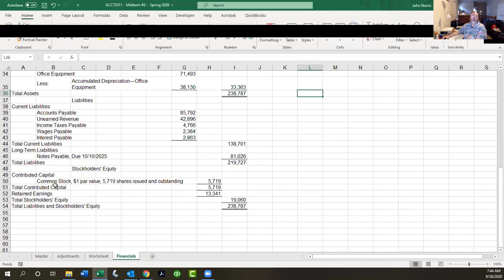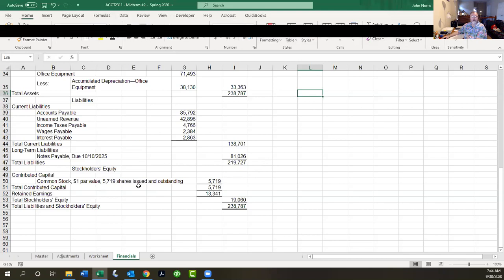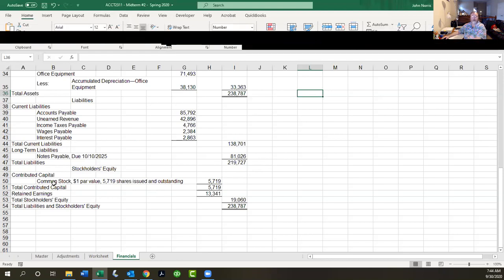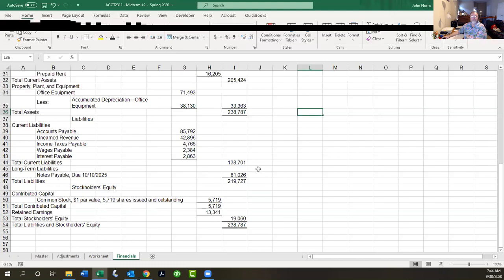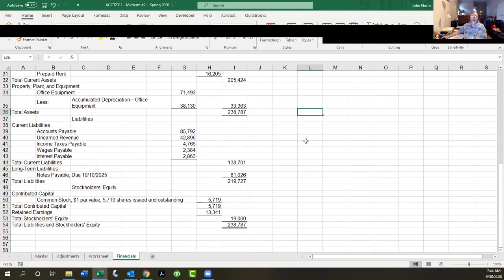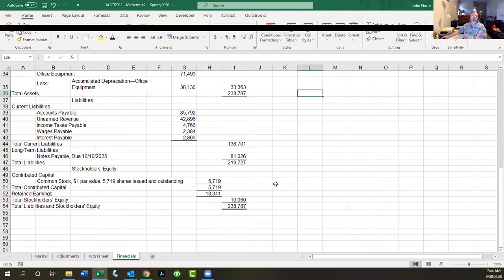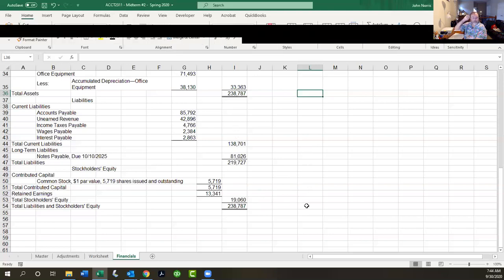Common stock has $5,719, and you don't need to put in the notes, $1 par value, 5,719 shares issued and outstanding. That's the proper way of presenting it, but I'm not going to count off on it if you don't. The retained earnings from above, the $13,341. That gives you total stockholders' equity of $19,060. Add that, and you get the same $238,787.